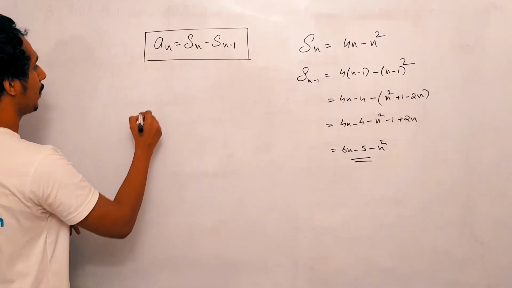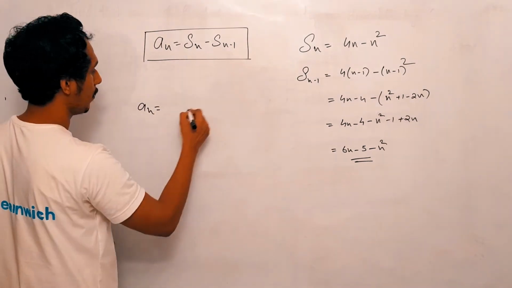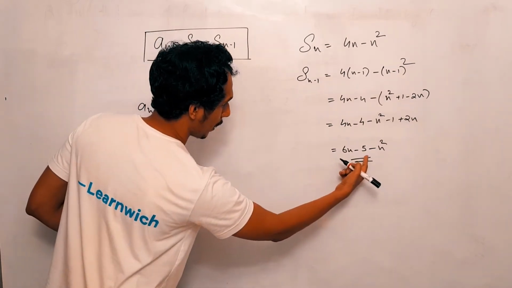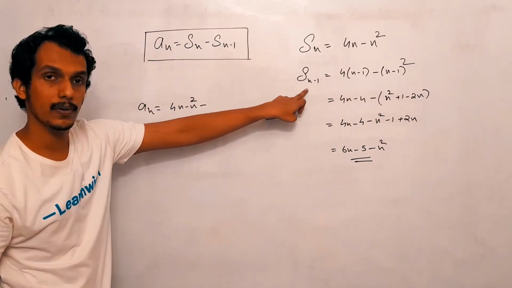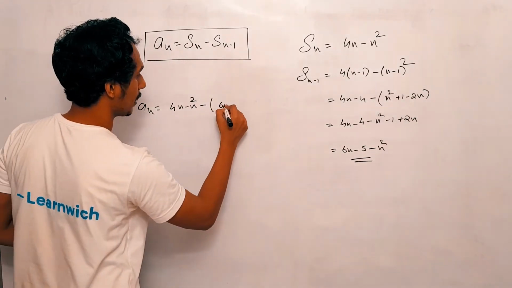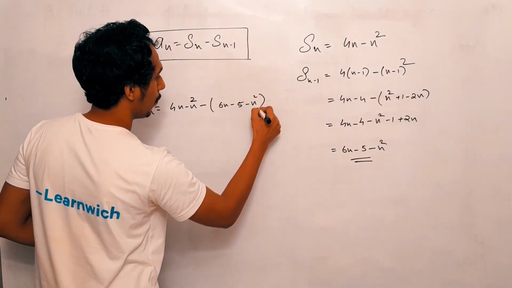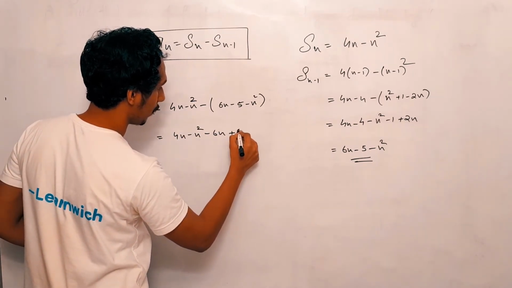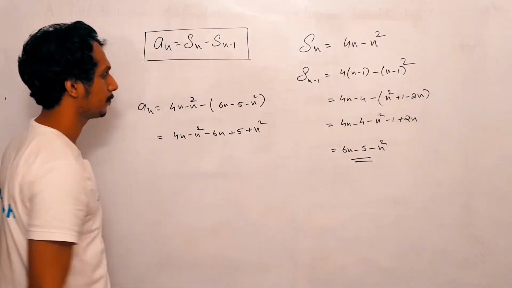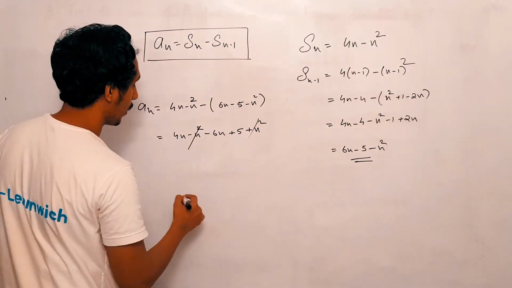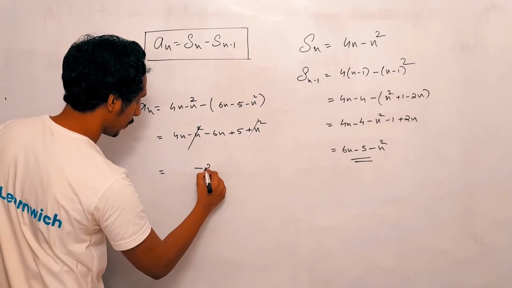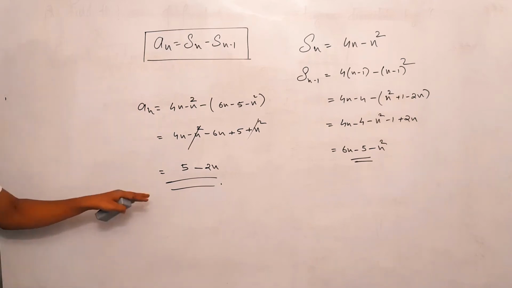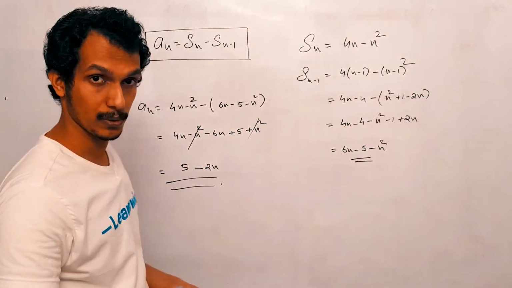Substitute the value here and find out an. An is equal to Sn, which is 4n minus n square, minus S of n minus 1, which is 6n minus 5 minus n square. So finally you have 4n minus n square minus 6n plus 5 plus n square. Minus n square plus n square cancels. 4n minus 6n is minus 2n and 5 is left. So you have an is equal to 5 minus 2n. Easy? Note it down. Let's go to the next question.